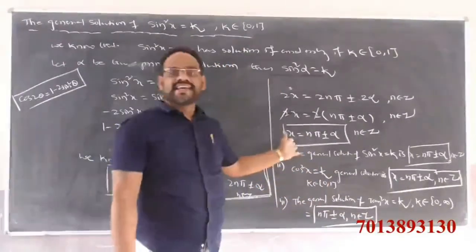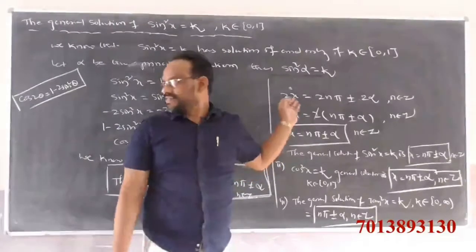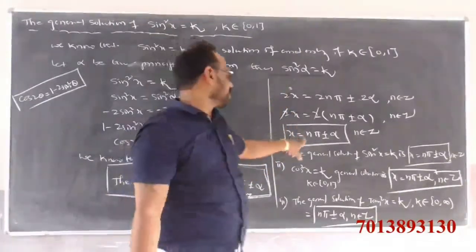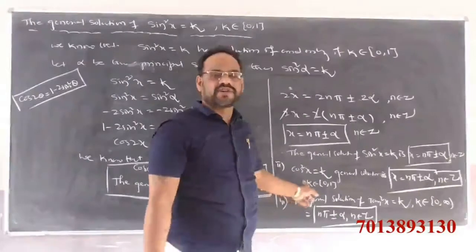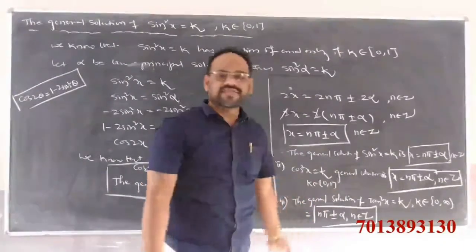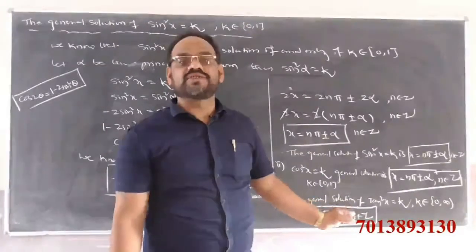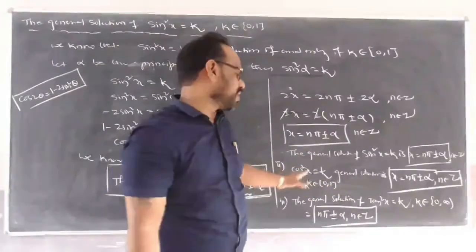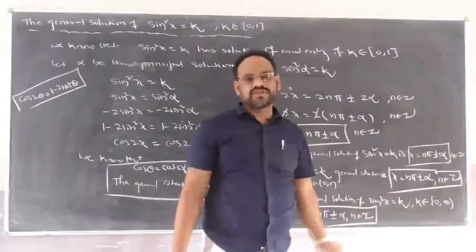The general solution is n pi plus or minus alpha. Sin square x equals k: the general solution is n pi plus or minus alpha. Cos square x equals k: the general solution is clearly n pi plus or minus alpha. Tan square x equals k: the general solution is clearly n pi plus or minus alpha, where m belongs to 0.